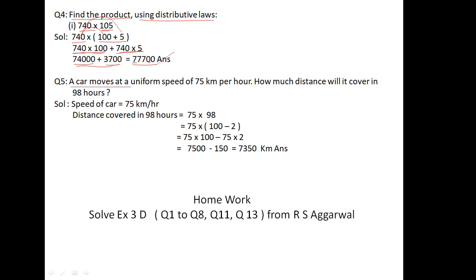Now question number 5. A car moves at a uniform speed of 75 km per hour. How much distance will it cover in 98 hours?